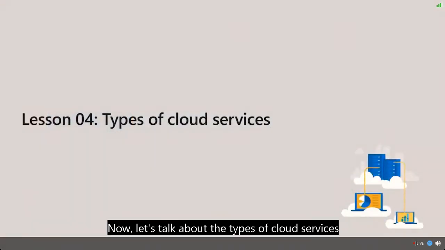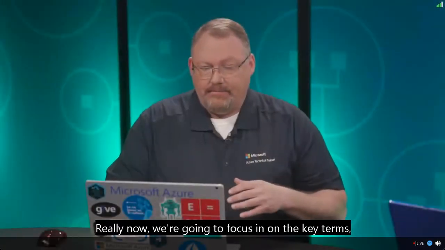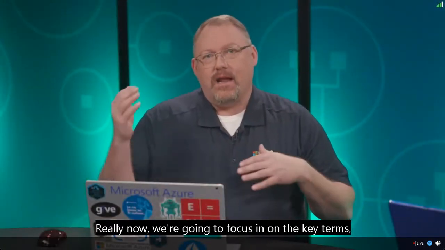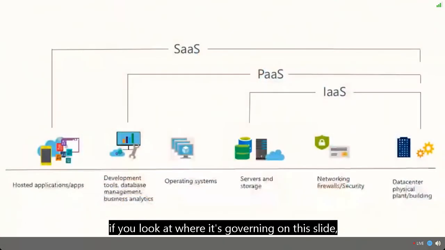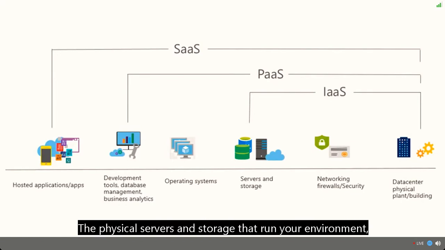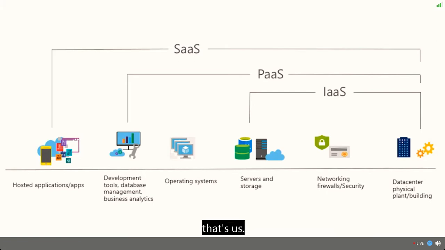Now let's talk about the types of cloud services that run in those different models. And really now we're going to focus in on the key terms: IaaS, PaaS, and SaaS. And really it's a level of responsibility. So when you look at infrastructure as a service, if you look at where it's governing on this slide, the physical data center, that's us. The physical networking, firewall, and security, that's us. The physical servers and storage that run your environment, that's us.